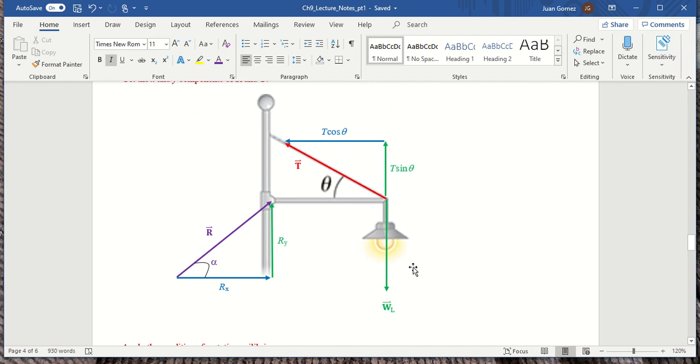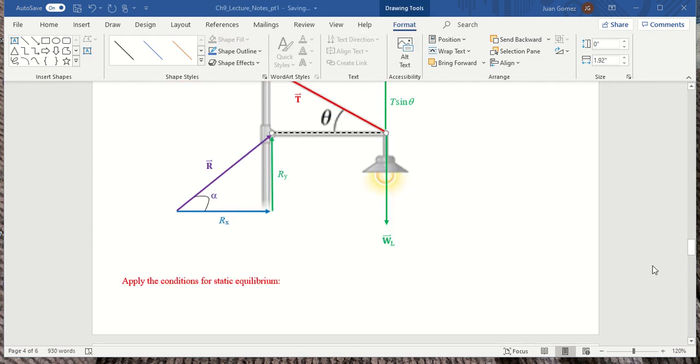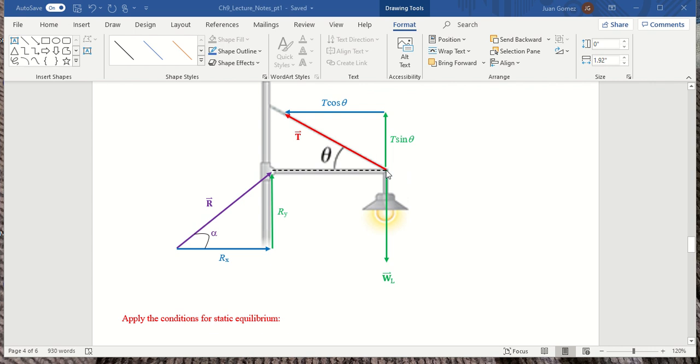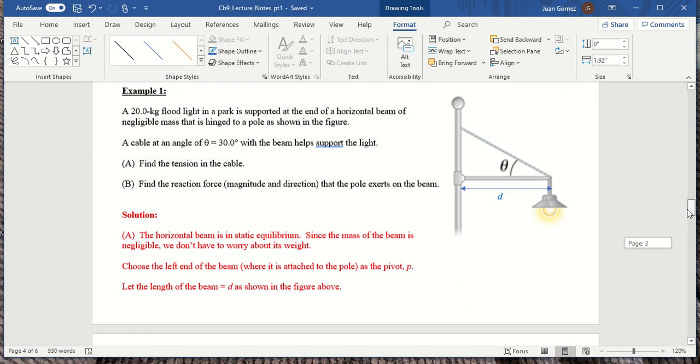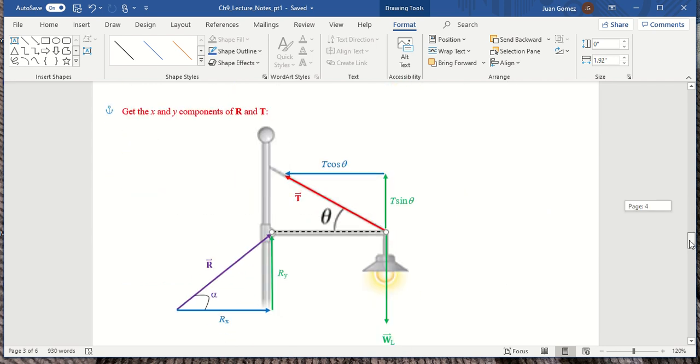Now remember, the lever arm for the weight, let me pause this for a second. Let me just take one step back. The lever arm for both the tension force and WL, they both act at the right end of the beam. The lever arm is indicated by this black dotted line. We know that the length of that lever arm is the width of the support beam, which is D. So the lever arm for both the tension force and WL, in each case, is D.